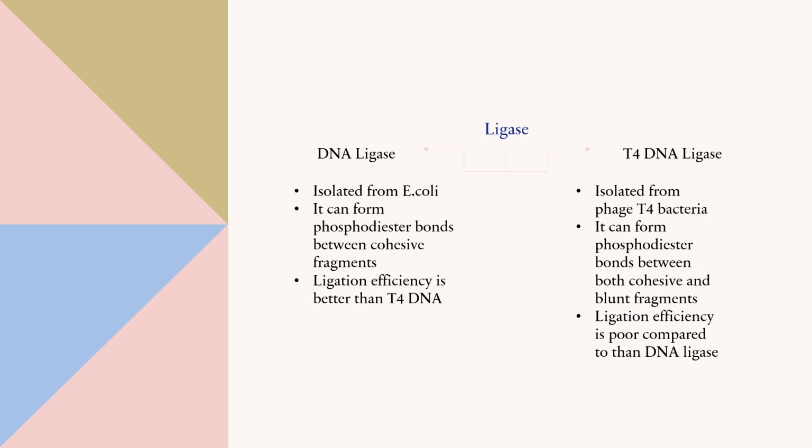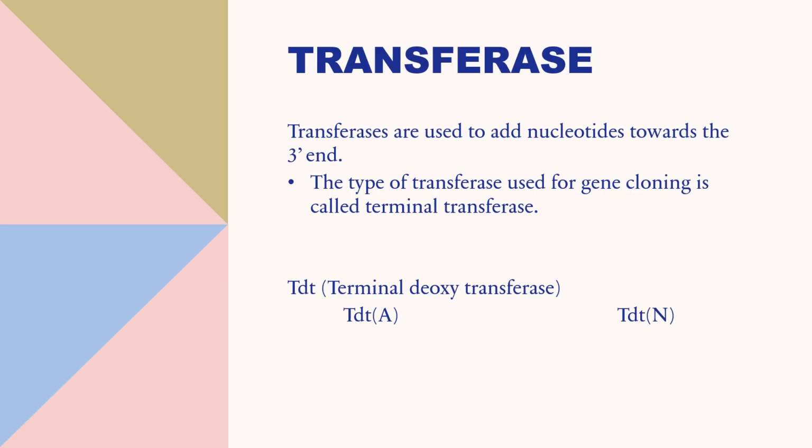It can form 5' phosphodiester bond between cohesive fragments. It can form phosphodiester bonds between both cohesive and blunt fragments. Ligation efficiency is better than T4 DNA ligase. Ligation efficiency is poor when compared to DNA ligase.